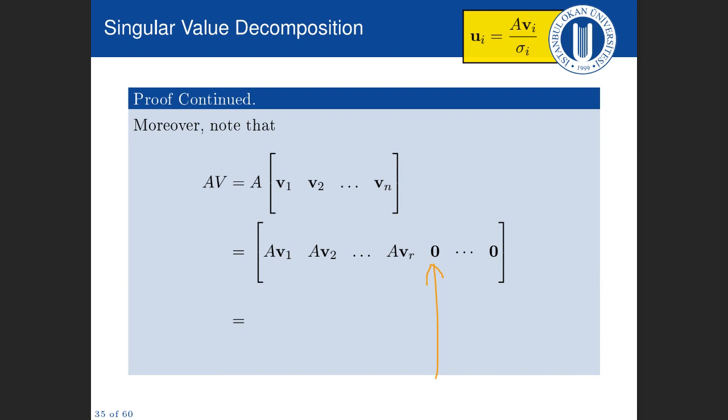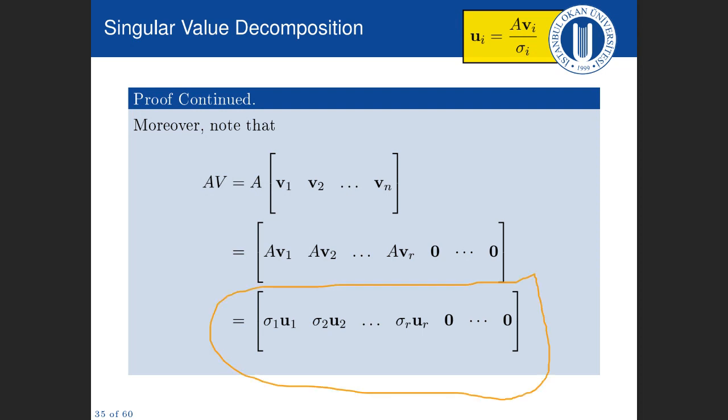Look in the yellow box at the top. AVi, as long as i is between 1 and r, is the same as sigma i ui. Okay, remember this. We'll come back to this later. AV is the same as sigma 1 u1, sigma 2 u2, etc.